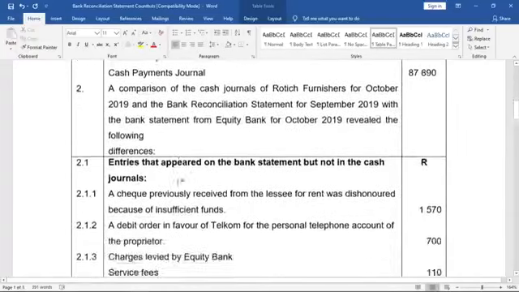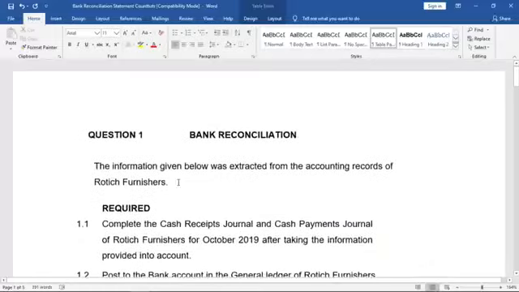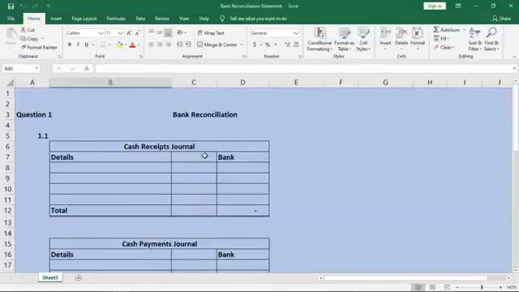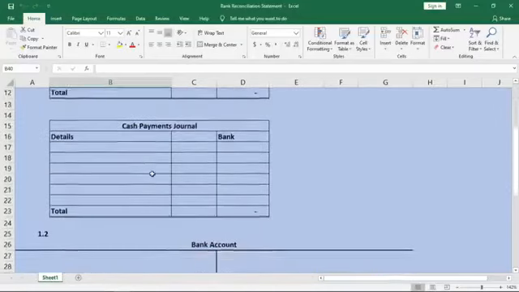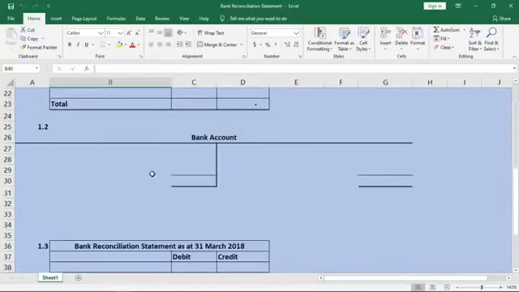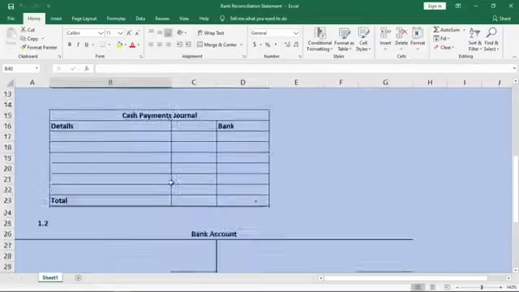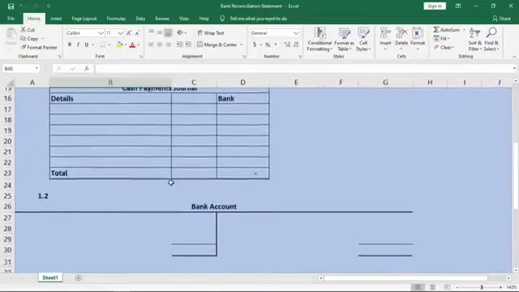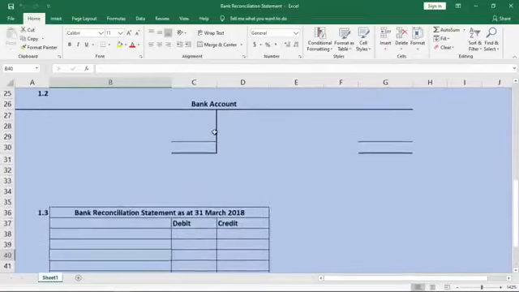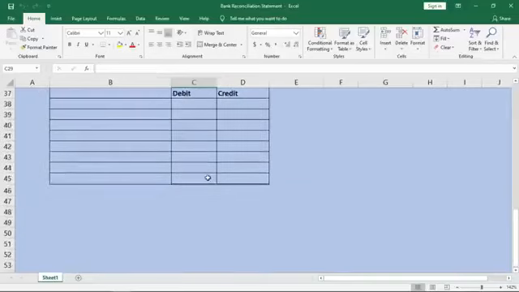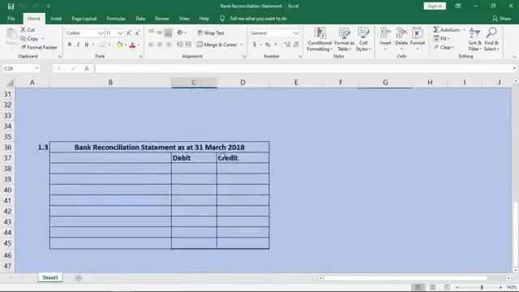So we're given information down here. Obviously you can see this is in a Word document, but my solution is going to be in Excel, as you can see here. I've already drawn up the tables just to reduce the amount of time we'll take on this lesson, and we are just going to rush through it. So you can see my cash receipts, cash payments, the bank account, the T account I've already drawn up, and the bank reconciliation statement and how it looks as at.